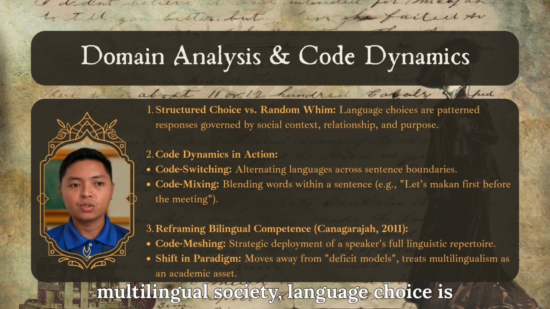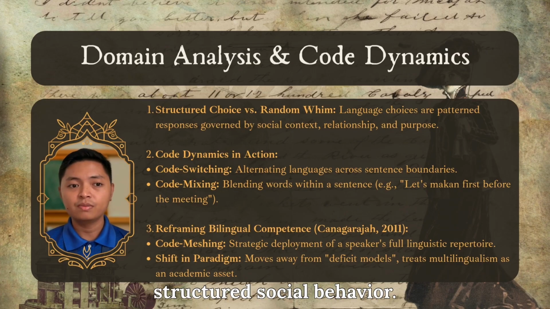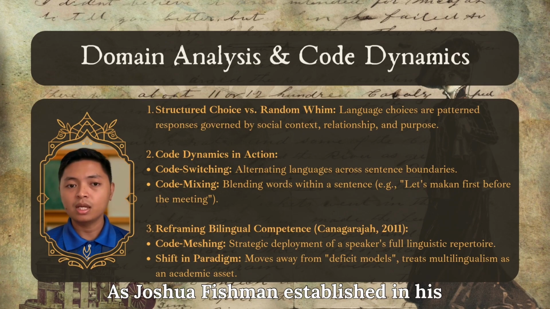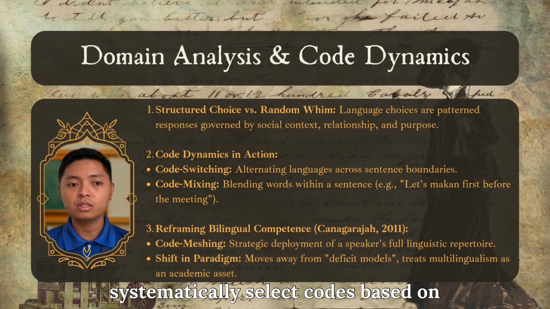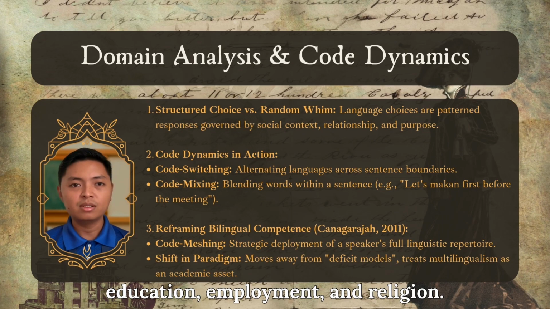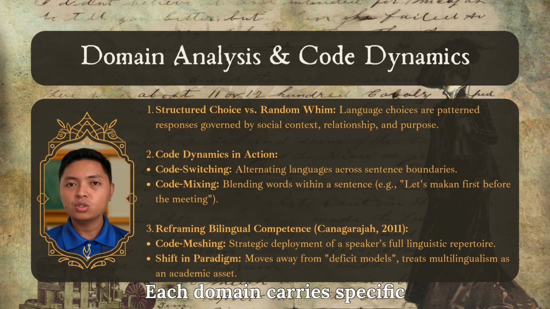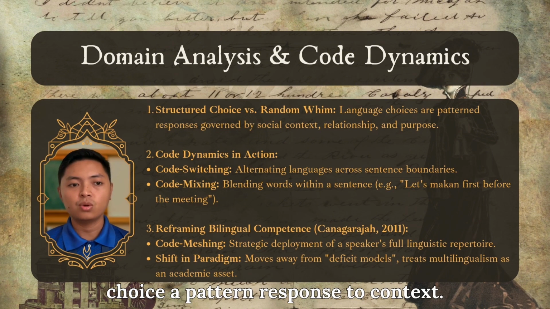In a multilingual society, language choice is never a random personal whim. It is a structured social behavior. As Joshua Fishman established in his seminal 1972 domain analysis, speakers systematically select codes based on distinct social domains such as family, education, employment, and religion. Each domain carries specific communicative norms, making language choice a patterned response to context.